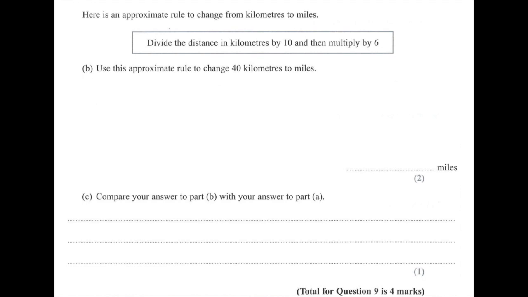Here is an approximate rule to change from kilometers to miles. Divide the distance in kilometers by 10 and then multiply by 6. B.